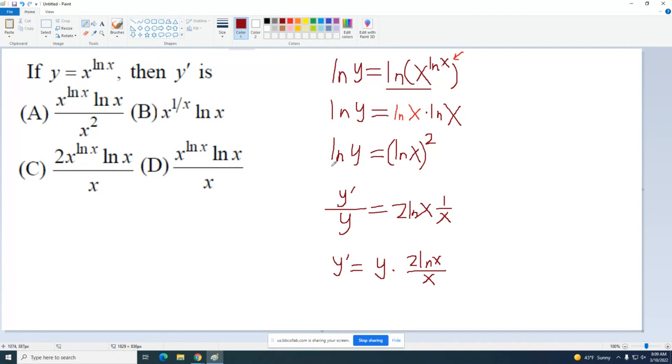So we want the whole derivative to be in terms of x. So we're going to replace the y. The y in here, you're going to replace it with a function of x. So y prime is now equal to x to the power of logarithm of x, that was the y, times 2 ln of x over x.